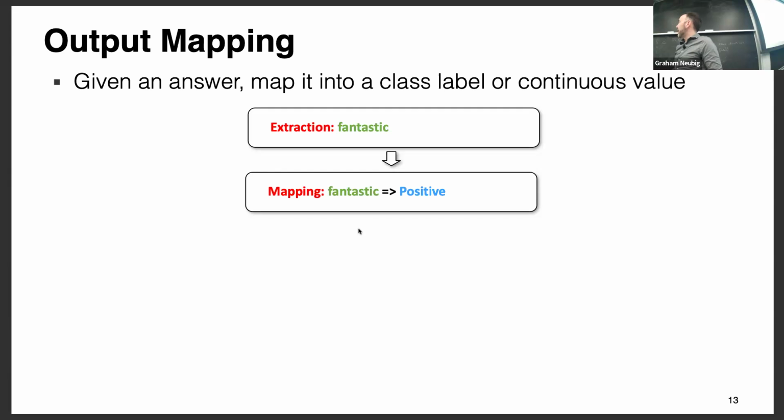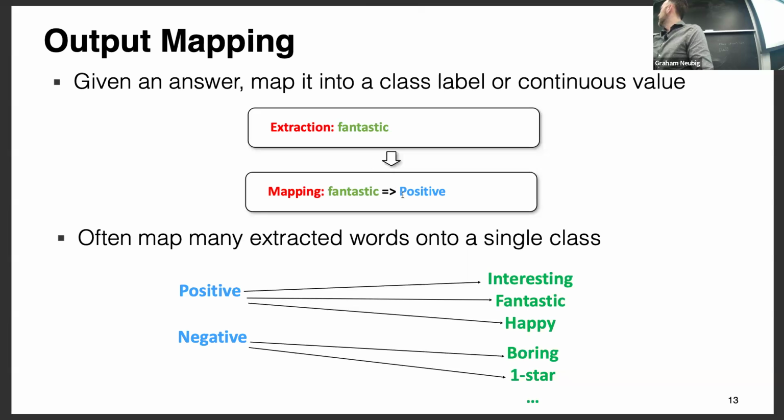The final thing is output mapping. Given an answer, map it into a class label or a continuous value. So this is doing something like taking fantastic and mapping it into the class positive. If we want to extract 1 to 5 star ratings from reviews, this is something you would need to do. And very often it's a 1 to many class to word mapping. By doing this, you can basically get a more robust mapping onto the number that you actually want.